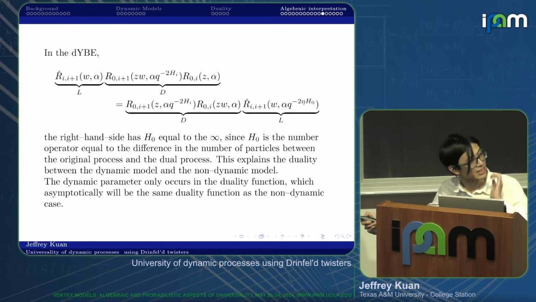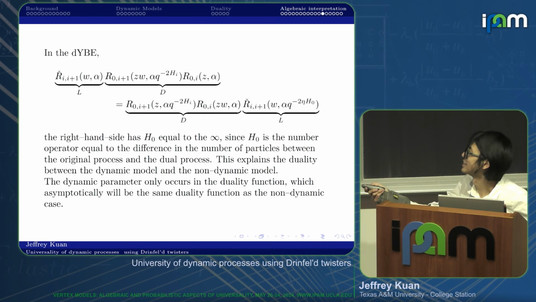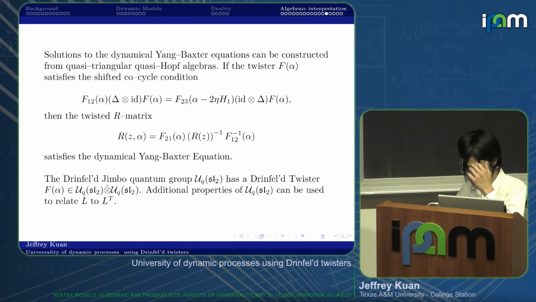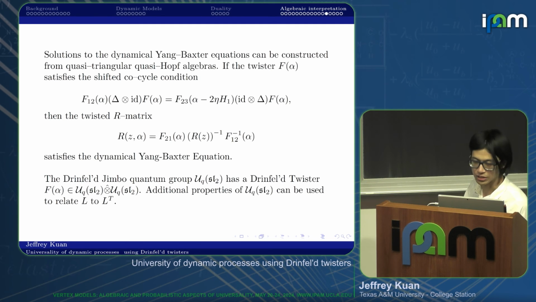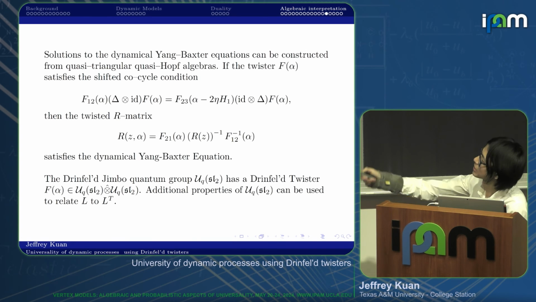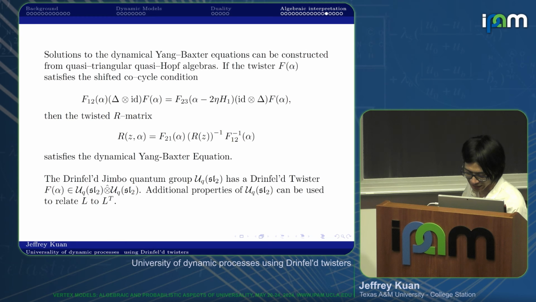So I'll go on, finally, to Drinfel'd twisters. Zhengye Zhao actually knows these better than I do. If you have something called a quasi-triangular quasi-Hopf algebra, you can construct solutions to the dynamical Yang-Baxter equation using this Drinfel'd twister, as long as it satisfies something called the shifted co-cycle condition. To be really honest, I don't have a great way of explaining this to you right now, especially in 10 minutes. You should ask Zhengye because this is actually her idea.